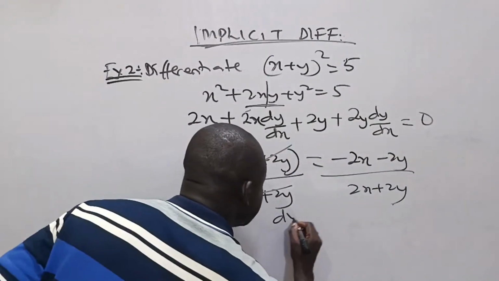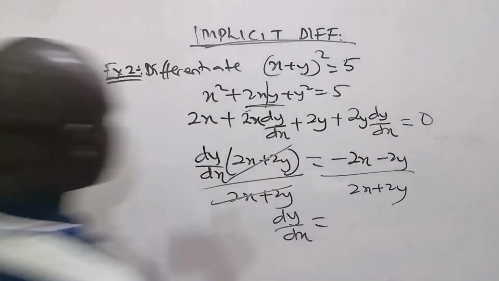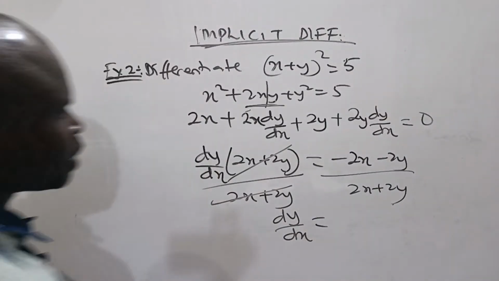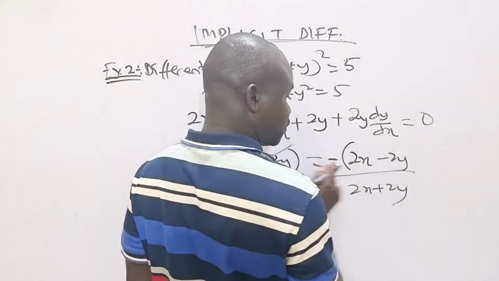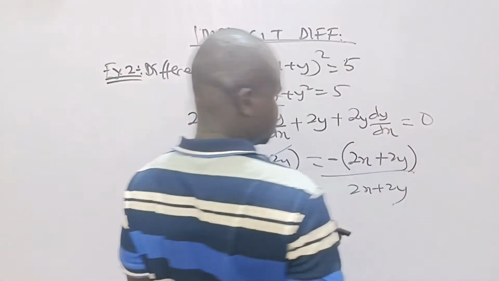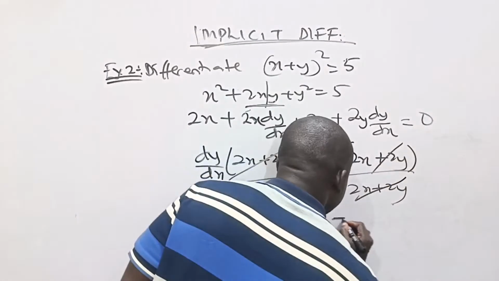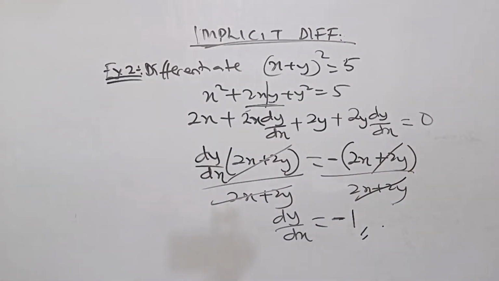At the end of the day, dy dx will be equal to, if you check the numerator very well, minus can come out of the bracket, and once minus comes out of the bracket, we are going to have plus here. Okay? This can cancel this. At the end of the day, the value of dy dx will be minus 1. So please, let's take note. The value of dy dx will be minus 1. So that is that about implicit differentiation.